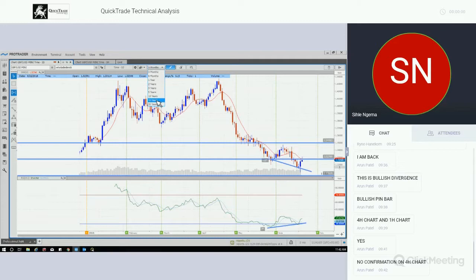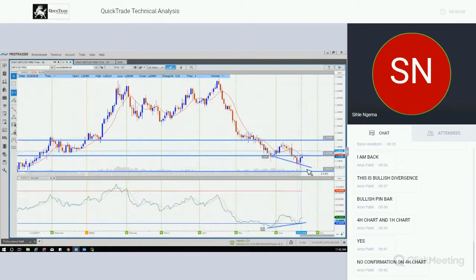No, there's no confirmation yet. The confirmation is only there from this bounce that we had around here. Otherwise, right now, there's no confirmation, so we cannot jump in. We need to wait for that confirmation. Just a close above that 1.32769 is enough. We can use that to take a long there.